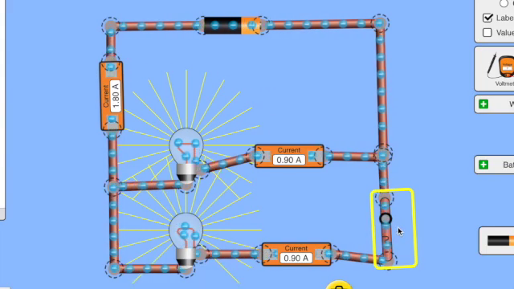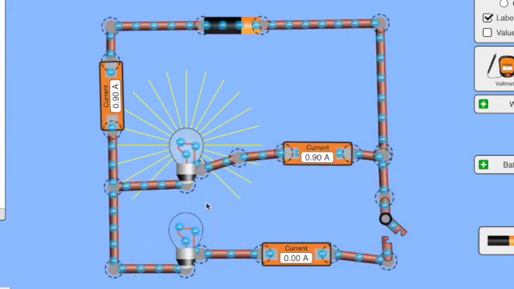If I close this, this is now a parallel circuit because we can see the current is flowing through both. You can see that the current on the branches is still 0.9, so they're the same as each other. However, the current over here has gone up to 1.8. So current in series circuits is the same everywhere in the circuit, whereas current in parallel circuits can be different on different branches, and it can be different on the main part of the circuit.